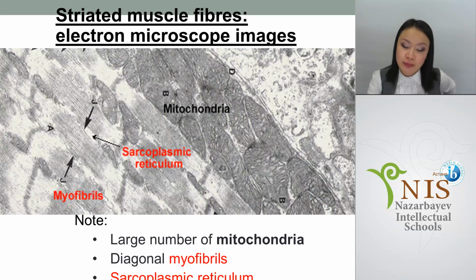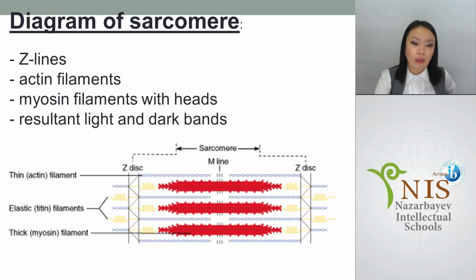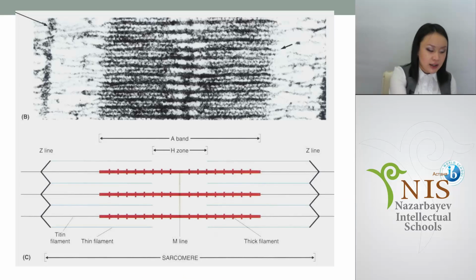We said there is a large number of mitochondria in muscle, myofibrils, sarcoplasmic reticulum. You could find all these things in this picture. Okay, I think this information you know.